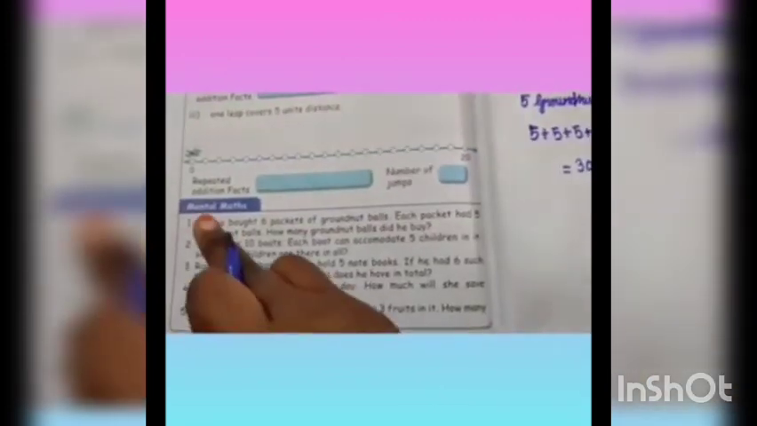Shall we see a word problem now? Aditya bought 6 packets of groundnut balls. Each packet had 5 groundnut balls. How many groundnut balls did he buy? We are going to find the total number of balls.